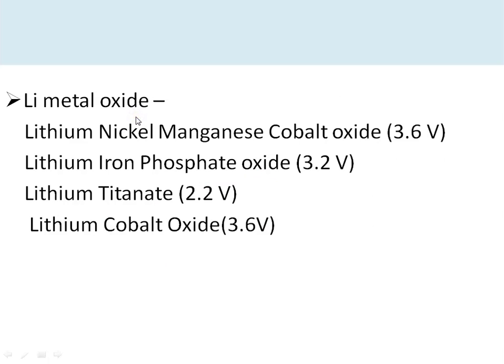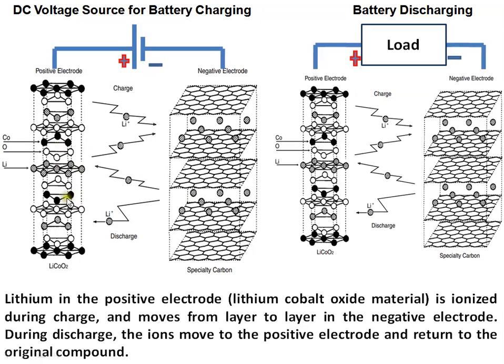The lithium metal oxide, which is the cathode material, can be of different types. It can be lithium nickel manganese cobalt oxide, which gives a cell voltage of 3.6 volts, lithium iron phosphate, which gives 3.2 volts, lithium titanate 2.2 volts, or lithium cobalt oxide 3.6 volts. Each material has specific advantages and disadvantages depending upon the application requirement, which determines the type of material used for the cathode. And here I am considering lithium cobalt oxide as the cathode material.